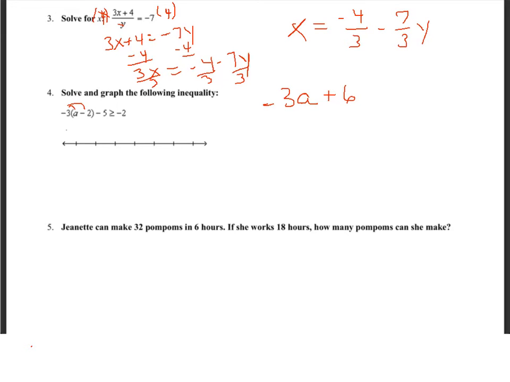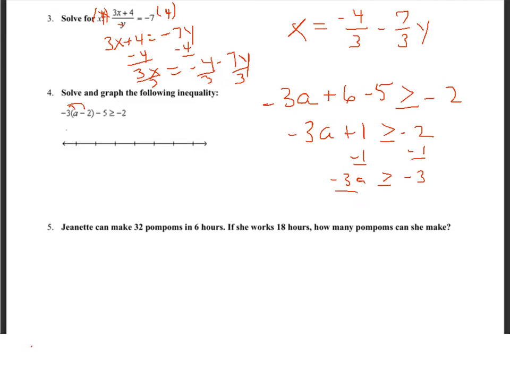I've got negative 5 greater than or equal to negative 2. Okay, first things first, let's combine like terms. Got a positive 6 and negative 5 is going to be positive 1, so that's negative 3a plus 1 greater than or equal to negative 2. Subtract 1 from both sides. That's negative 3a greater than or equal to negative 3.